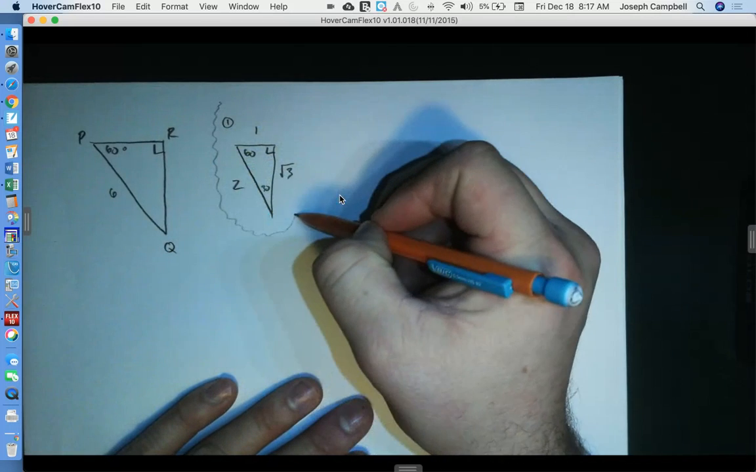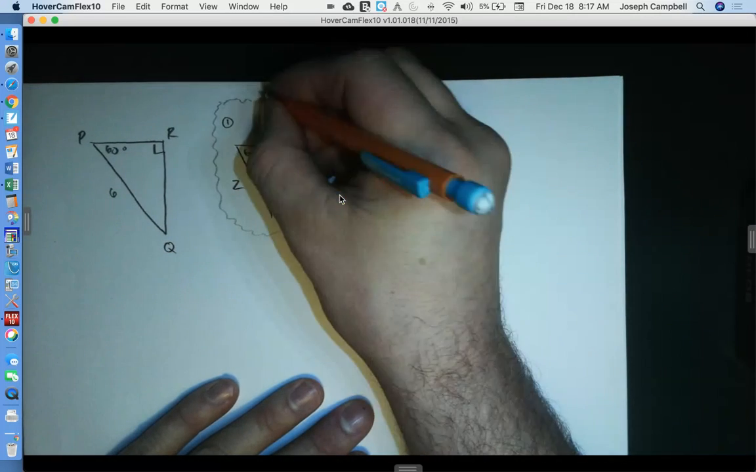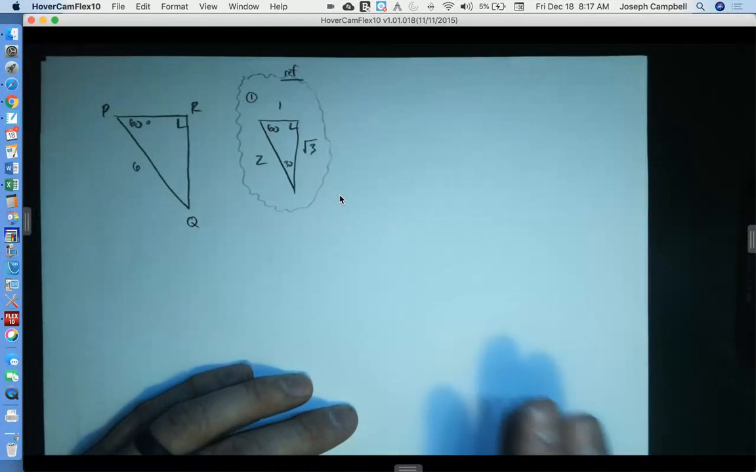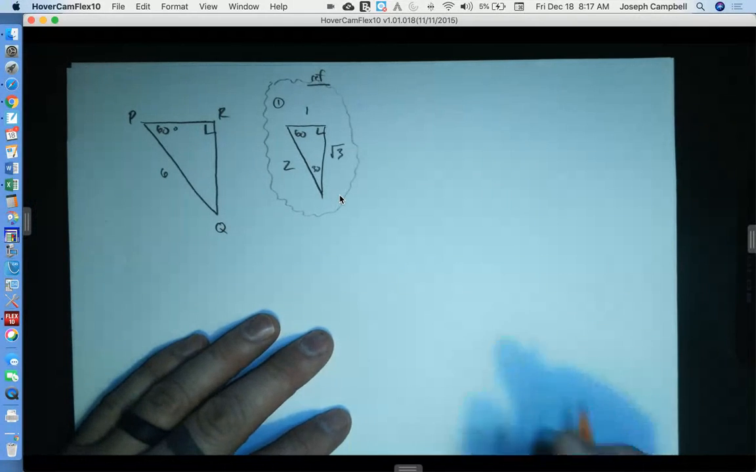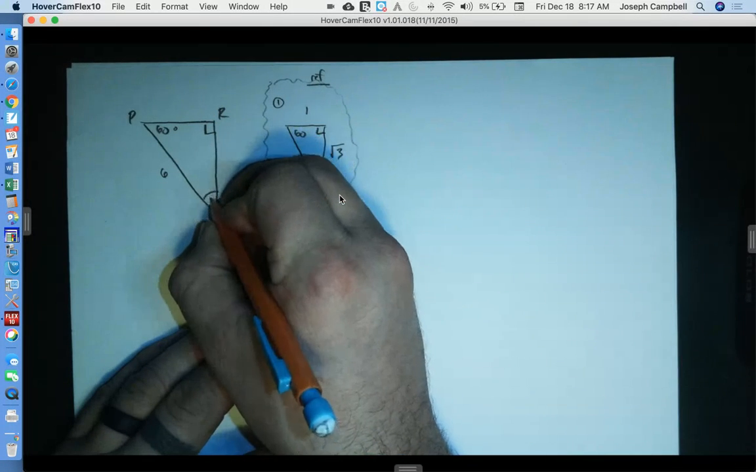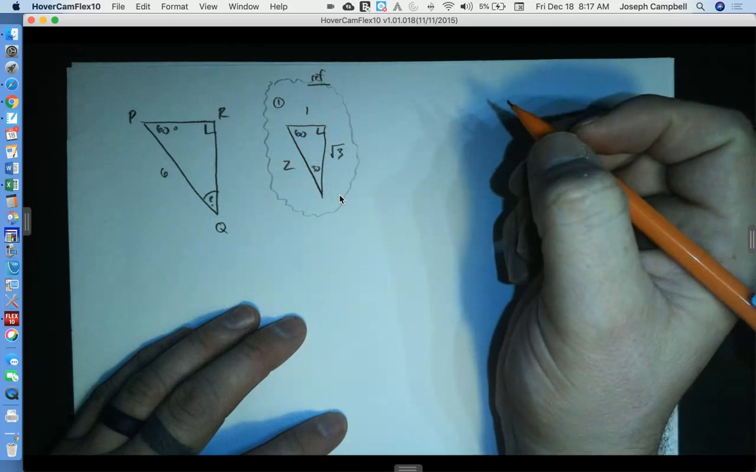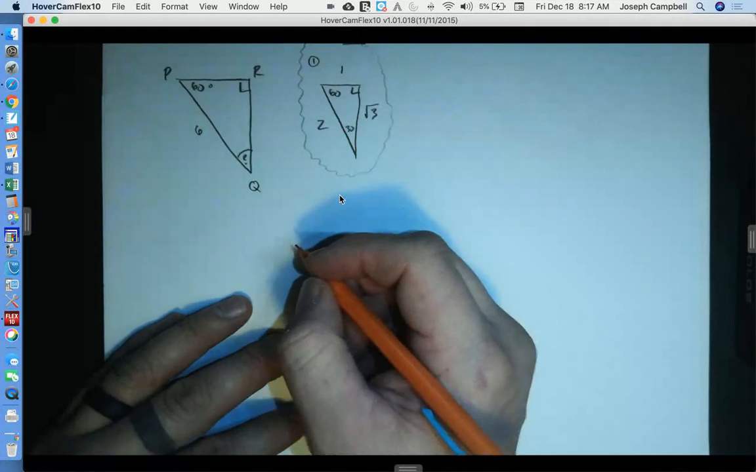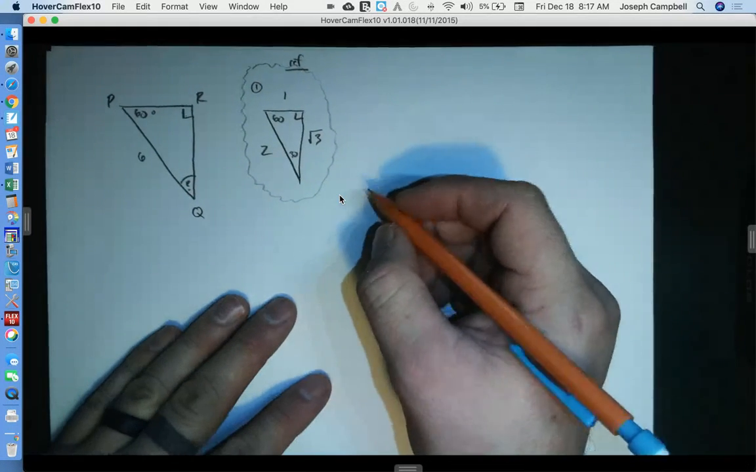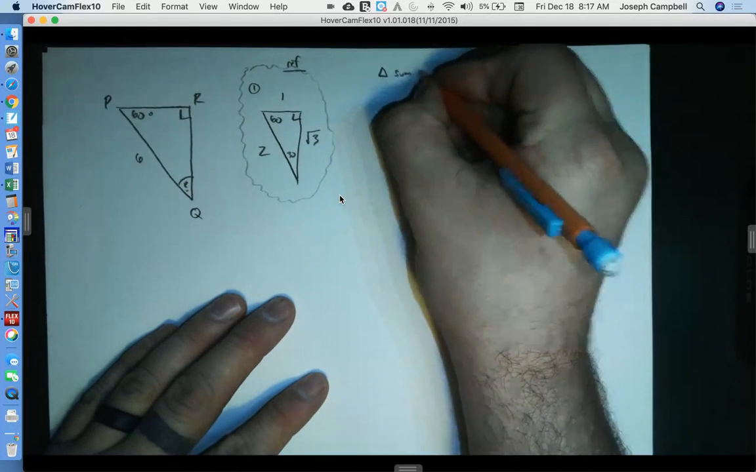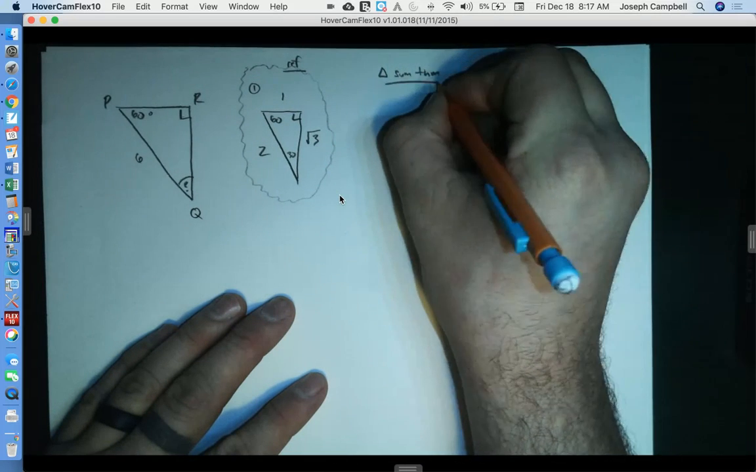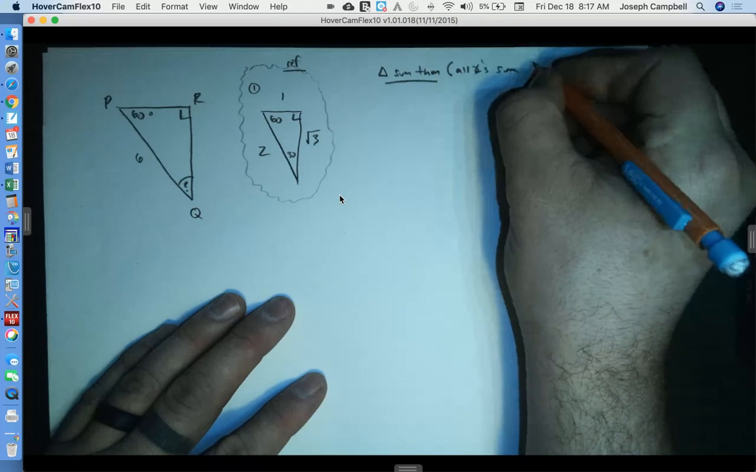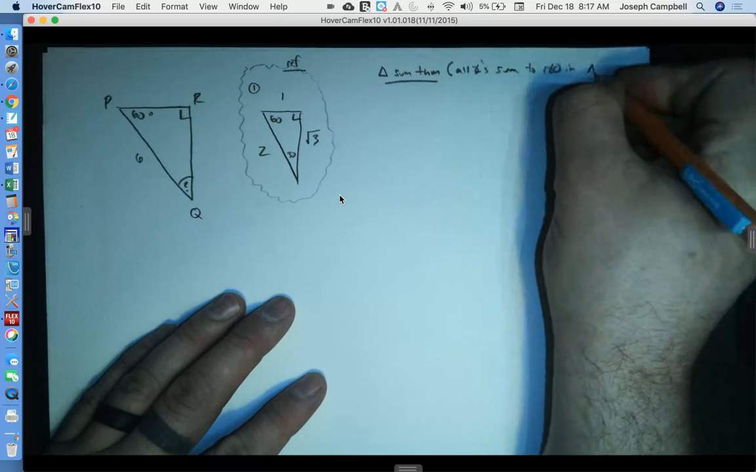So I'm just going to put a little squiggle around this thing. I'm going to call this our reference triangle, because that's what it is. The first thing I would do is find this missing angle here, because that's probably the easiest thing to do. All these angles have to add up to what? They have to add up to 180 degrees. That's the triangle sum theorem, which says that all angles sum to 180 in a triangle.